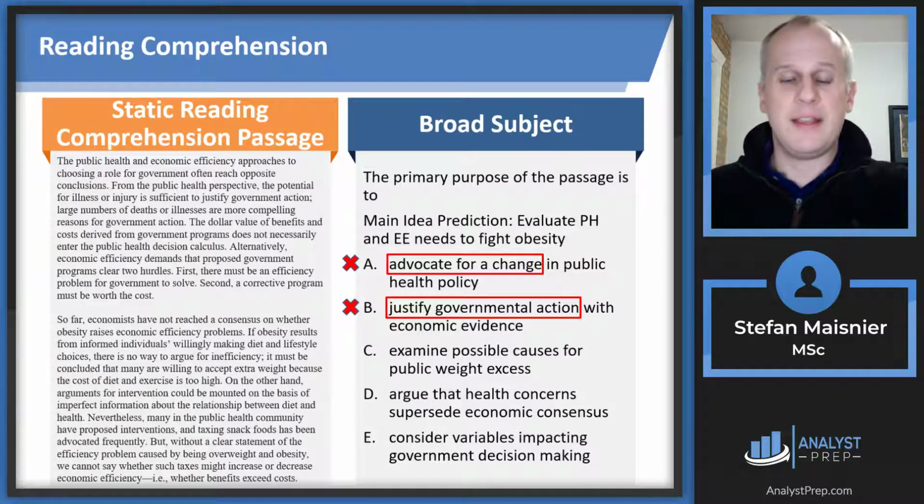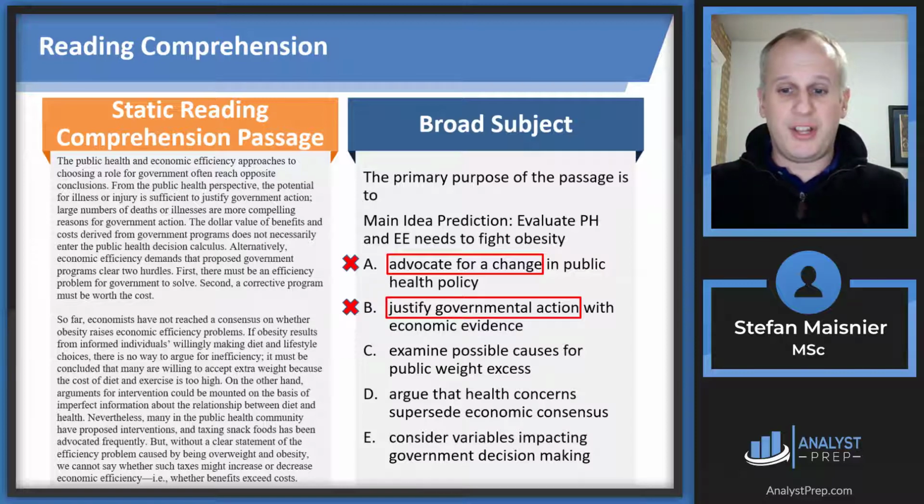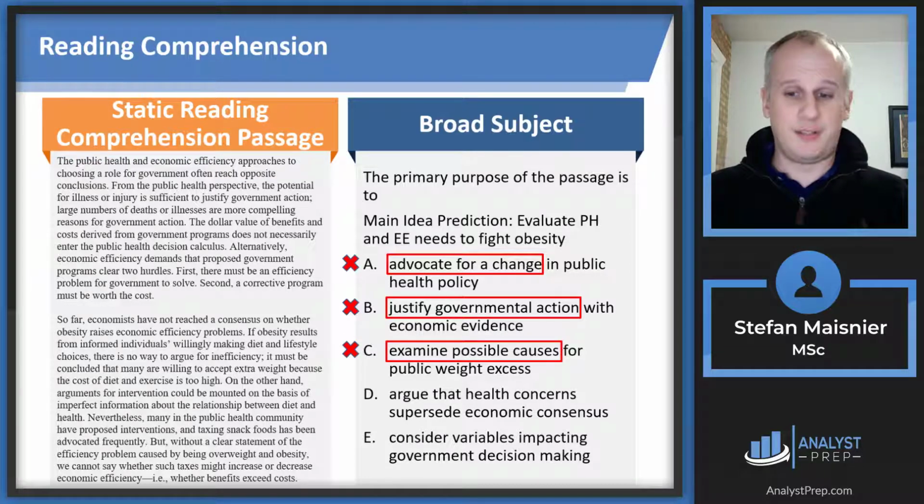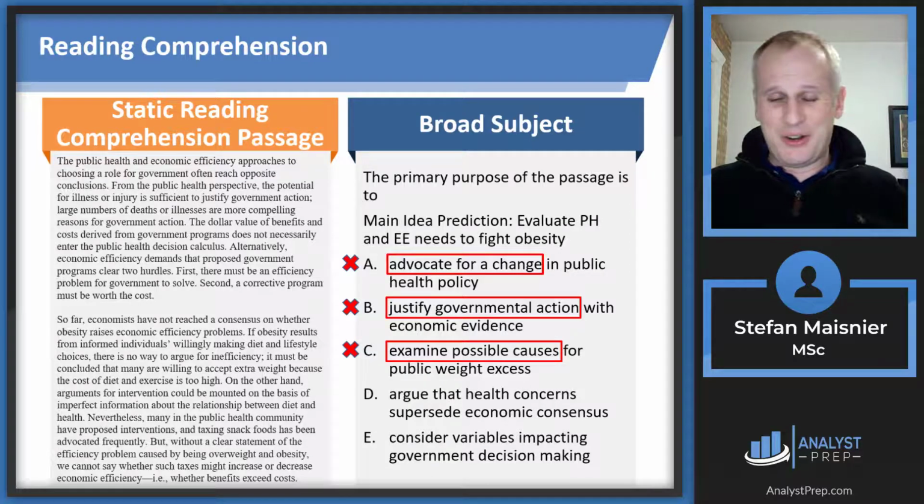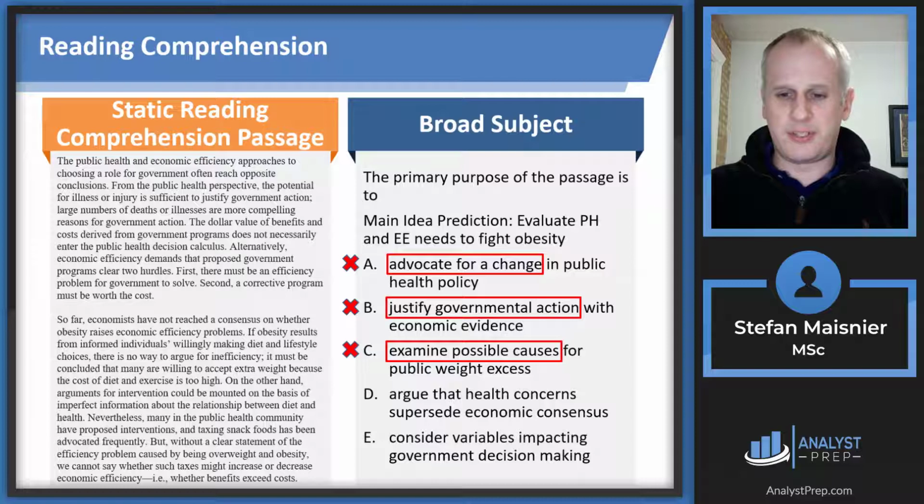Similarly, with choice B, there is no governmental action that has been justified. There was no government action that was even known to be necessary or supported. So that, again, is too strong of a statement for this relatively ambiguous passage. We also don't actually examine any possible causes for the public weight excess. We know that there is clearly some issue of obesity and people being overweight in this society, but we don't know what the cause was, so we can eliminate choice C for that.